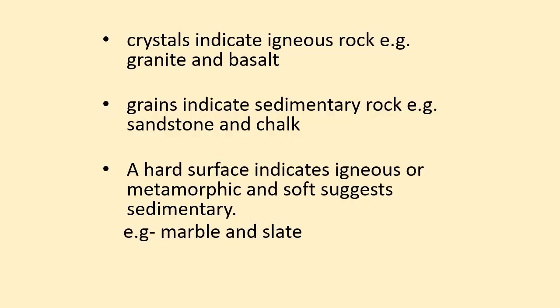Okay, so crystals for igneous, and examples of igneous rocks: granite and basalt. Grains mean sedimentary rock, like sandstone and chalk, and a hard surface indicates that it's usually metamorphic. And two examples of metamorphic rocks are marble and slate.